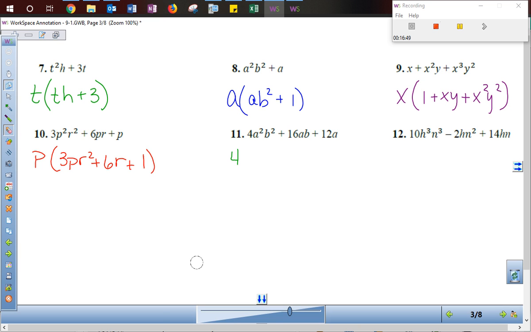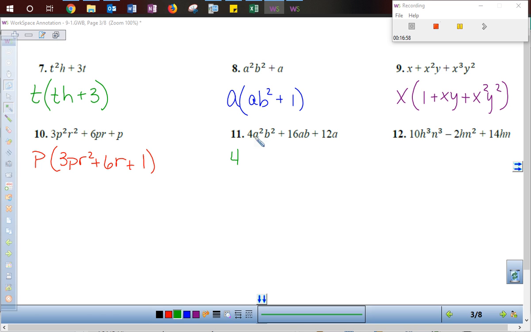Now let's look at my variables. A squared b squared for my first term, ab for my second term, and a for my third term. So each term has an a, and the lowest exponent is 1. Now let's see what I have left. 4a squared b squared divided by 4a. The 4's cancel out. I'm taking away an a, and that leaves me with 1a, and b squared comes along for the ride.